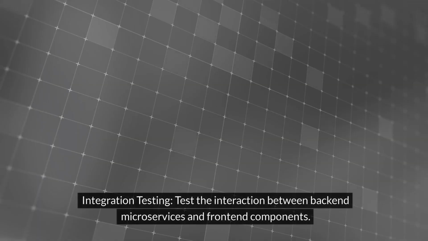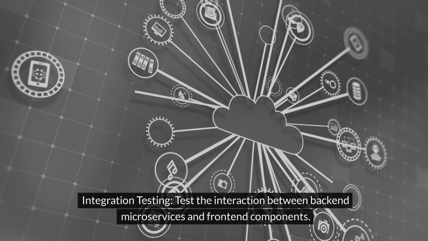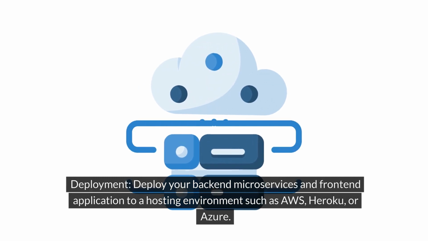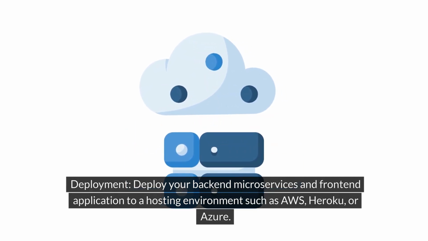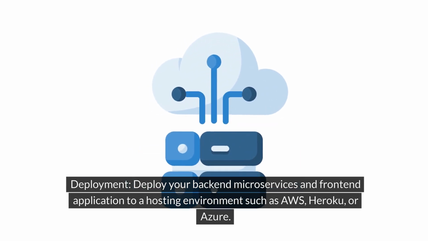2. Integration testing. Test the interaction between backend microservices and frontend components. 3. Deployment. Deploy your backend microservices and frontend application to a hosting environment such as AWS, Heroku, or Azure.